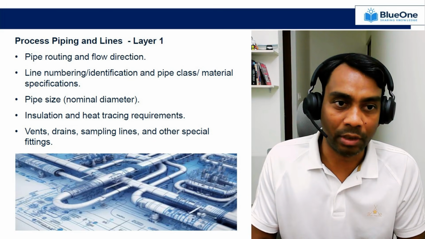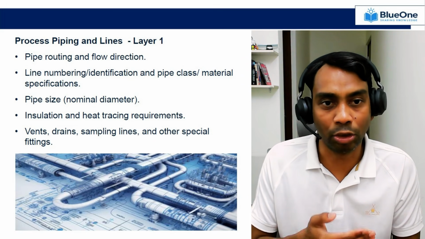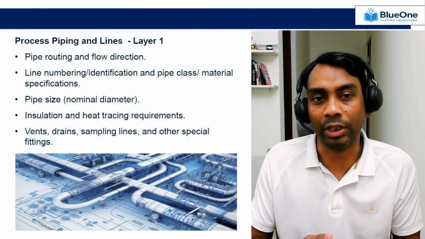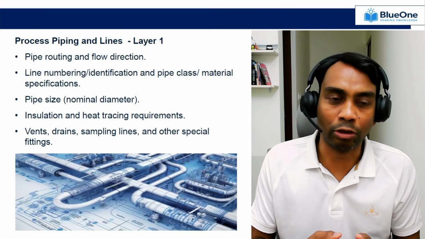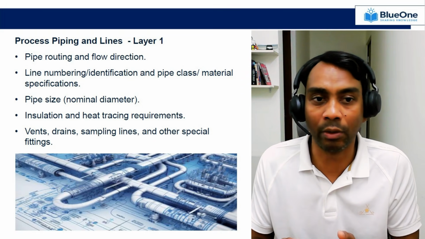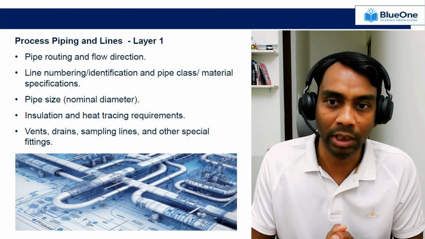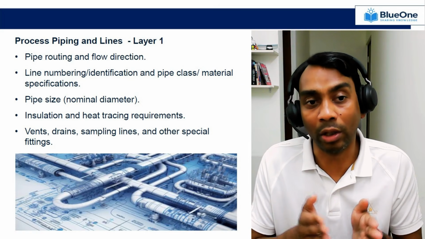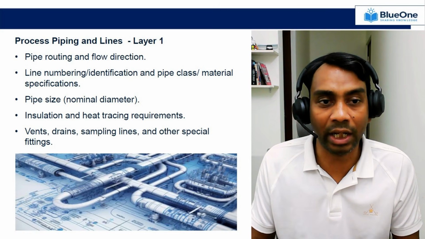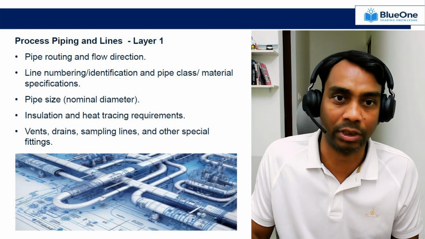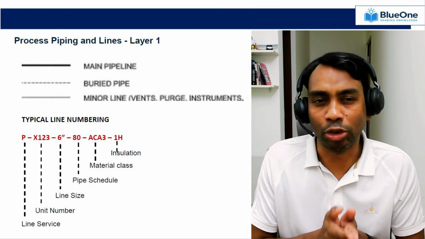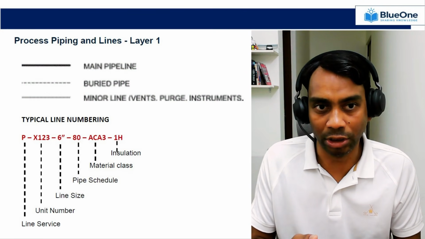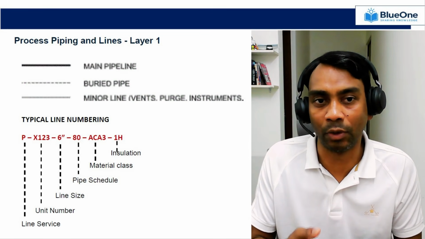You can also get information about your pipe size, what your line size is throughout the unit, and what the different lines or pipes are that you are using in your plant. You can easily navigate through layer 1. You can also have information about insulation and heat tracing requirements for that particular pipeline. It will have information about all the vents or drains, sampling lines, and other special fittings if used. If you look at process piping and lines, there are 3 major pipelines associated with the process. You can easily interpret it from the P&ID.